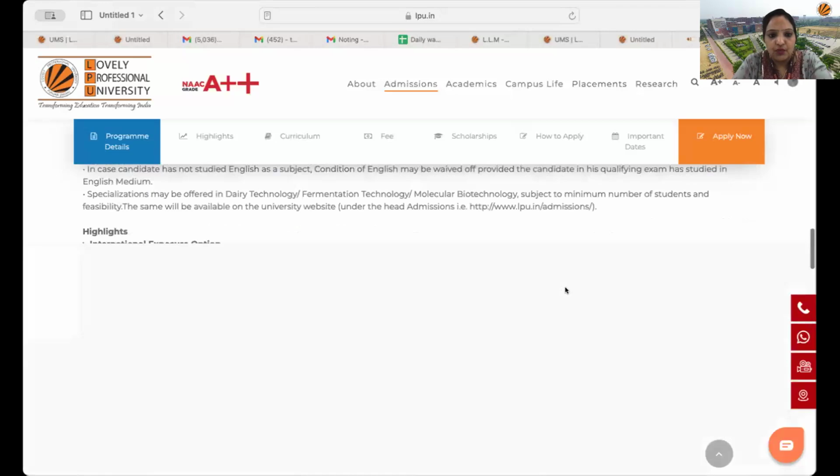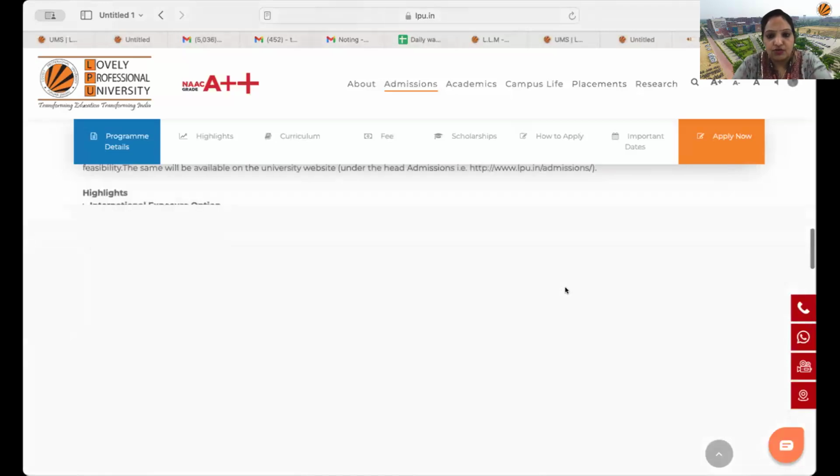Continuing with this, I'll take you to the important dates. The last date to take admission is 31st of May. Today is 30th. Don't wait for tomorrow to book your seat, because if you wait until the last moment, you may face a reduction in the scholarship slab as well. So don't wait for the last date.